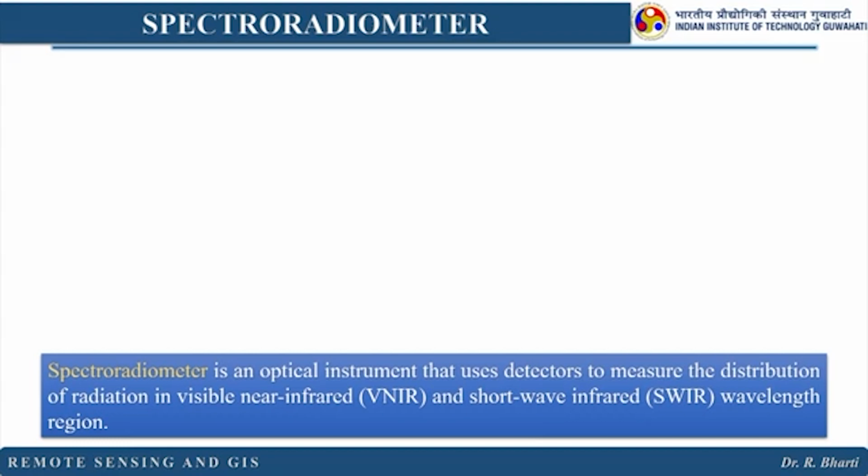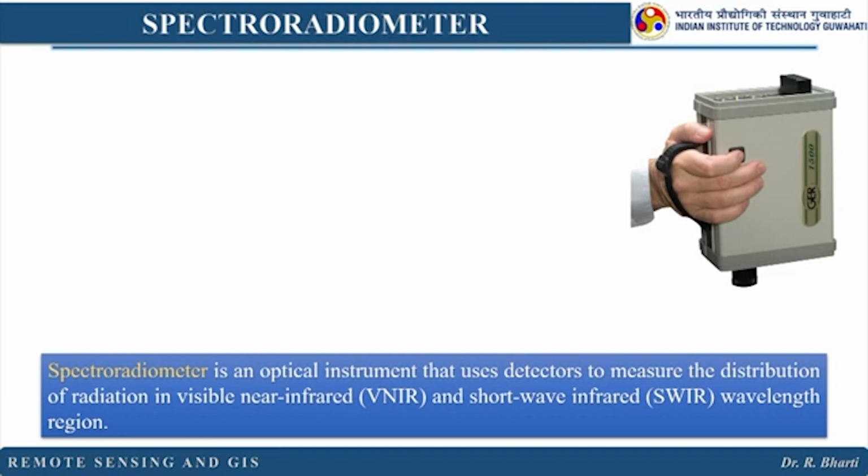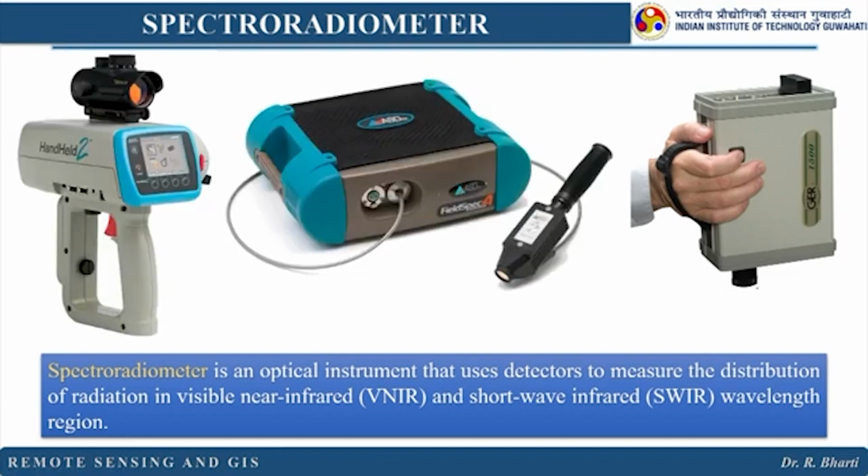So, a spectroradiometer is an optical instrument that uses a detector to measure the distribution of radiation in the visible, near infrared and shortwave infrared wavelength region, right. And you can see this. These examples I have put here just to get you familiar with these spectroradiometers. I am not supporting any of these companies and their products. This is just an example of how they look when you get these instruments in your lab, right.